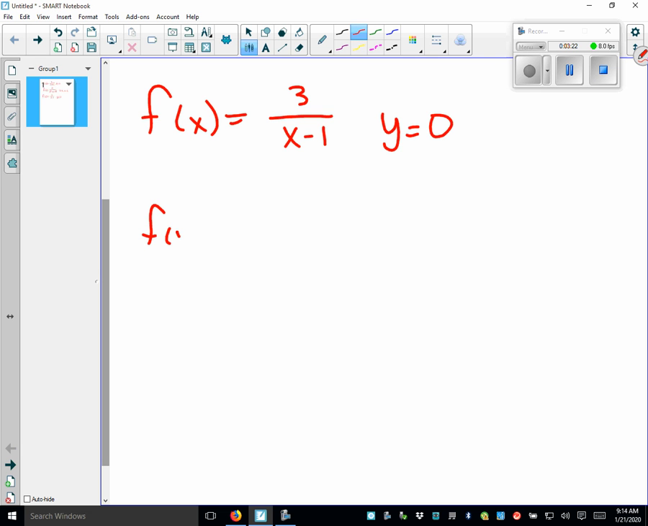All right. What about this one? What is the horizontal asymptote? 1/3. Y equals 1/3. Do you agree? Okay. What about this one?